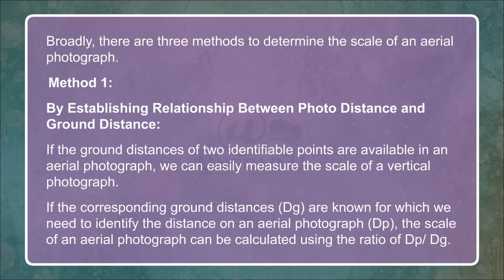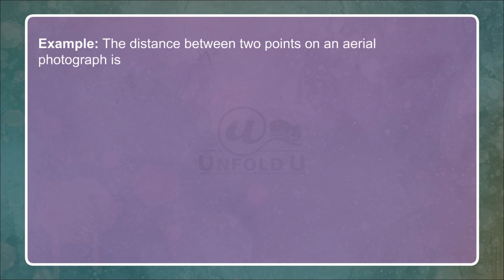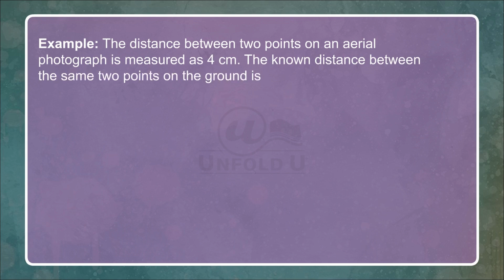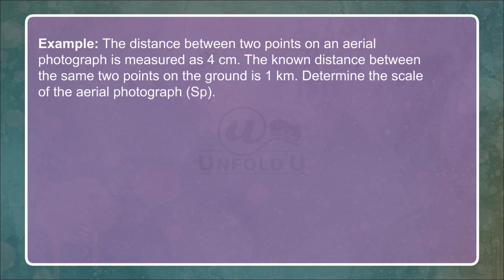Example: the distance between 2 points on an aerial photograph is measured as 4 cm. The known distance between the same 2 points on the ground is 1 km. Determine the scale of the aerial photograph, SP.